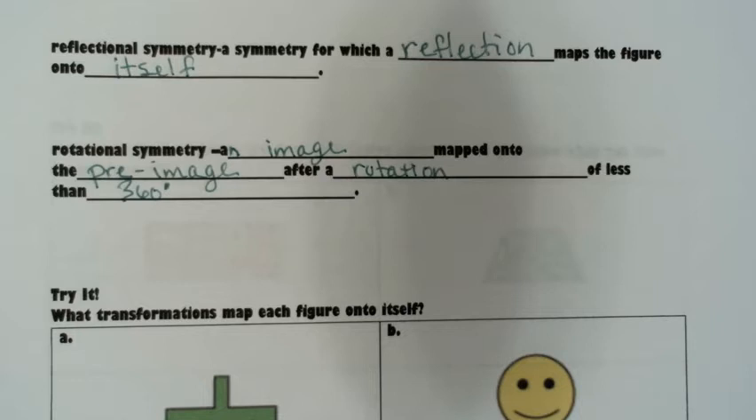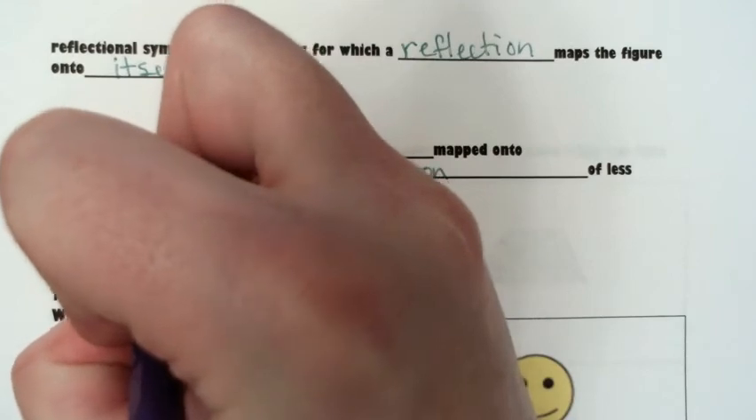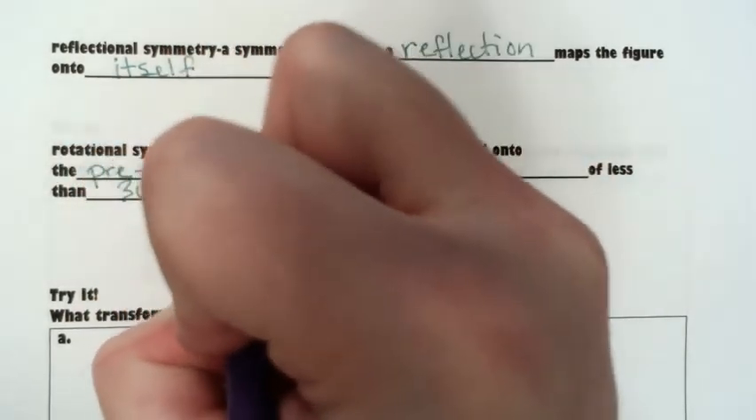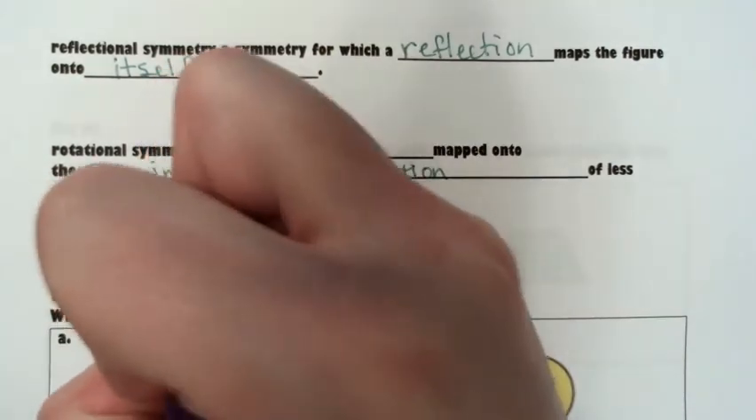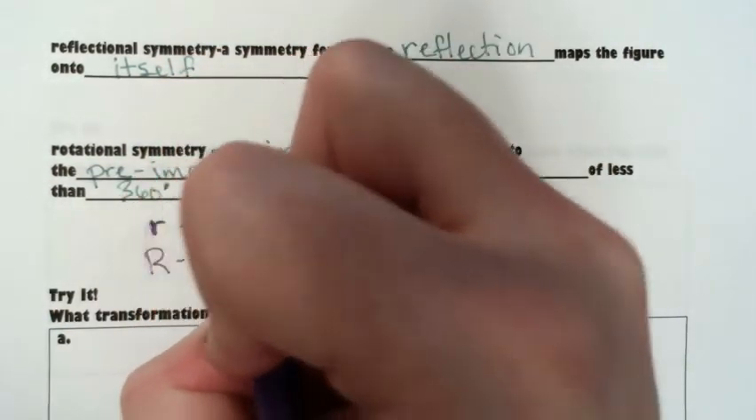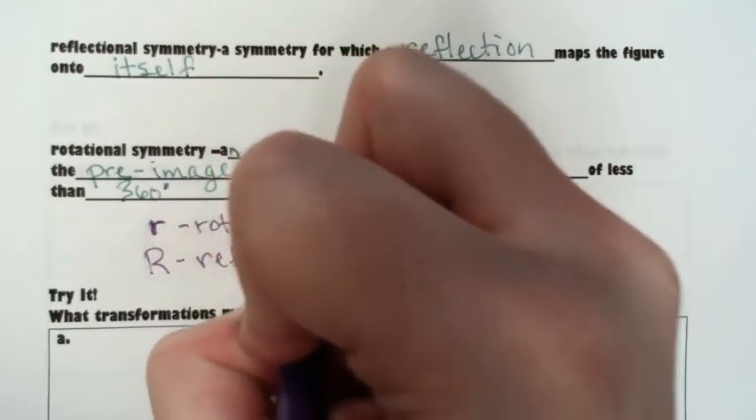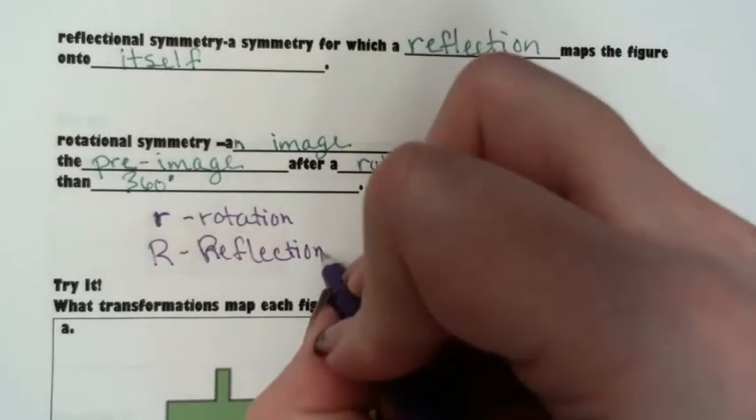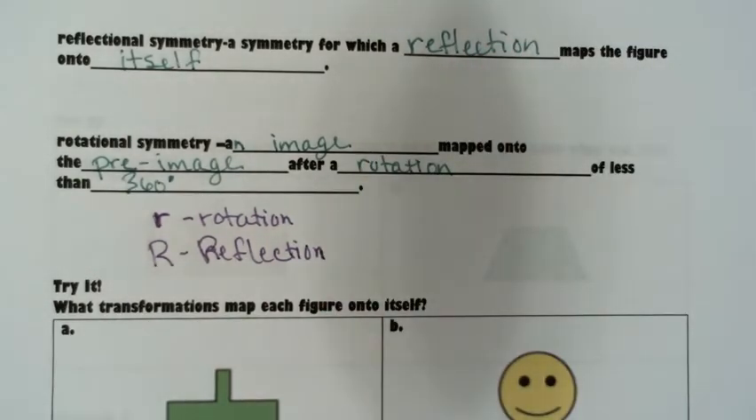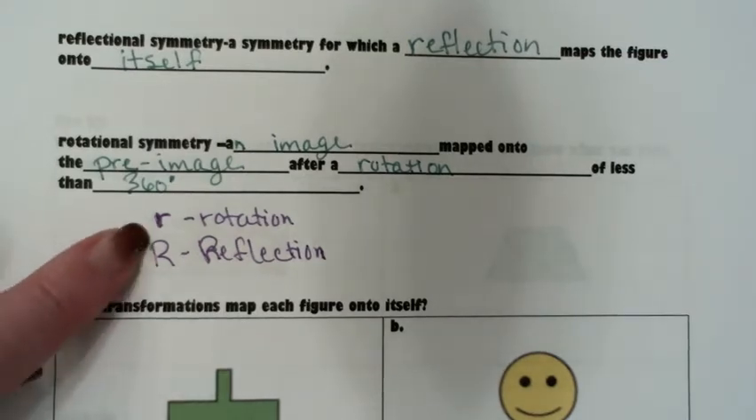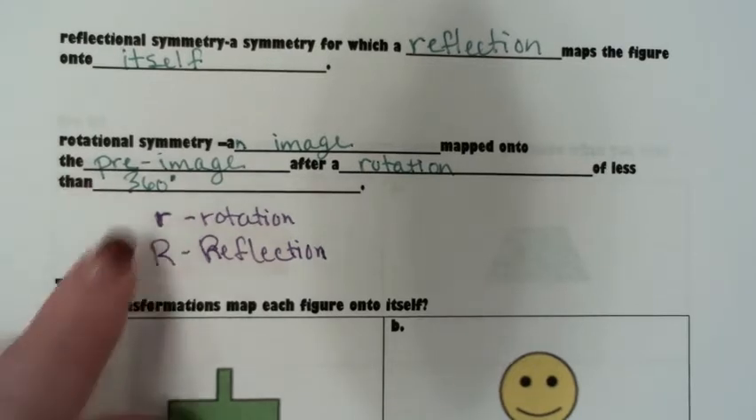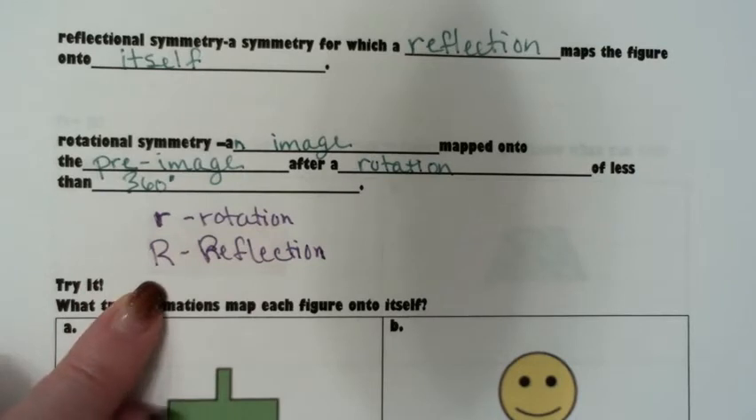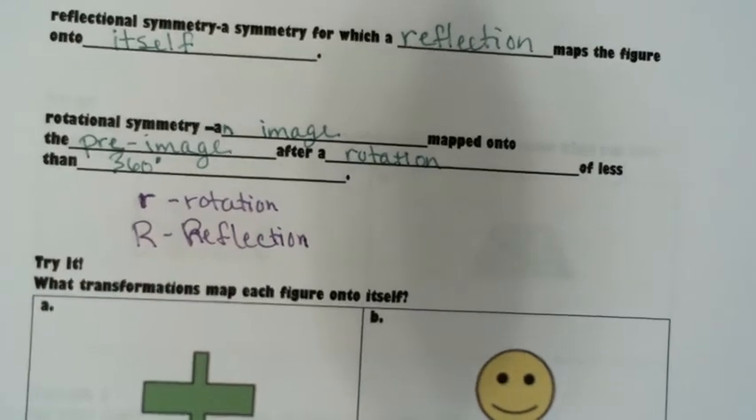And just as a quick reminder for you, remember that lowercase r represents rotation and uppercase R is our reflection. I'm going to make this an uppercase R so that it's uppercase in both places. So this is case sensitive. You guys know what case sensitive is. You use it for passwords. You have to use lowercase for rotation. You have to use uppercase for reflection. Otherwise, we're going to get confused.